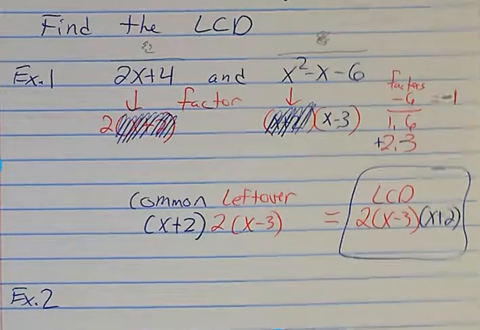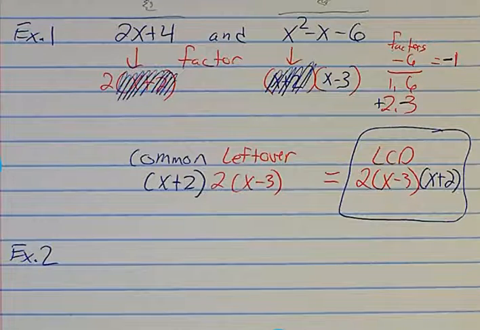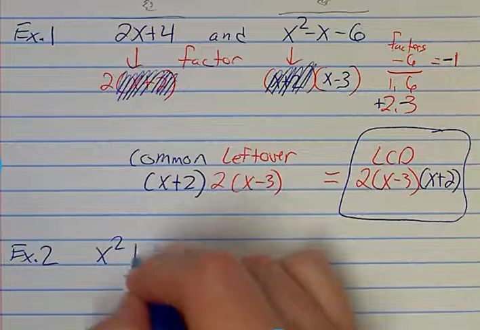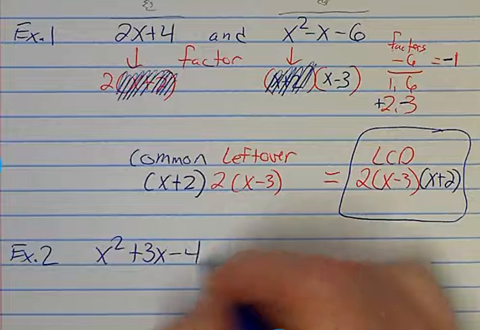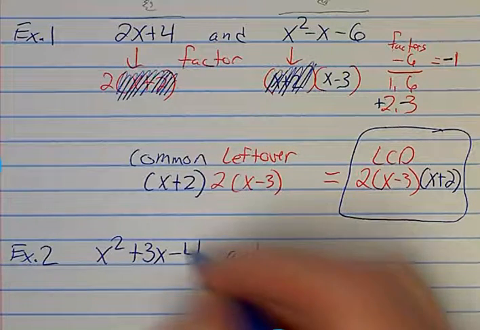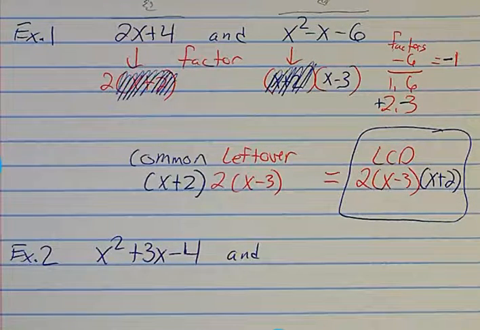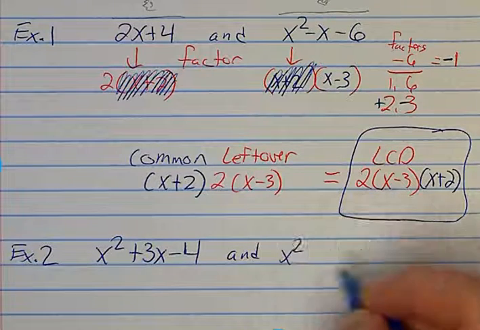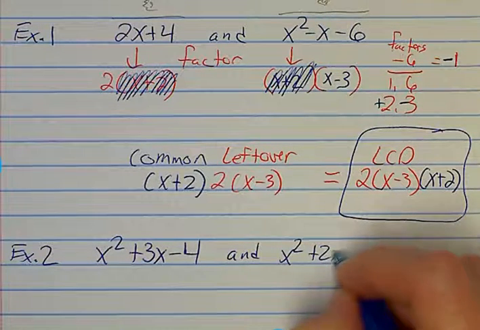All right, let's give you one more of those, and then we'll do a couple of them where we just turn you loose here. So we'll do x squared plus 3x minus 4, and let's go with x squared plus 2x minus 8.